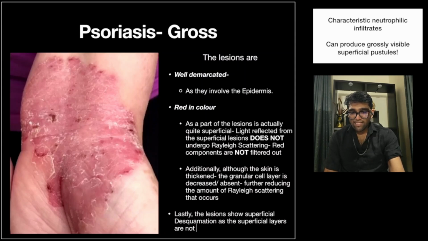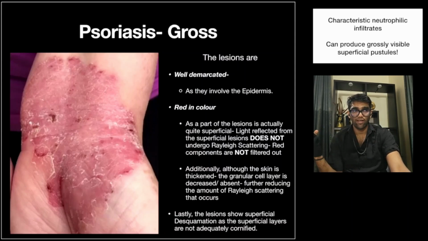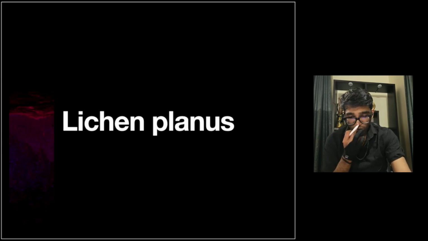The last thing is the lesions are very superficial, so you actually get this kind of desquamation. Flakes of skin are coming off, and we've just discussed that is because they have not been terminally cornified, so the cells have not separated from one another as happens in normal skin. Whereas in lichen planus, what do you see?